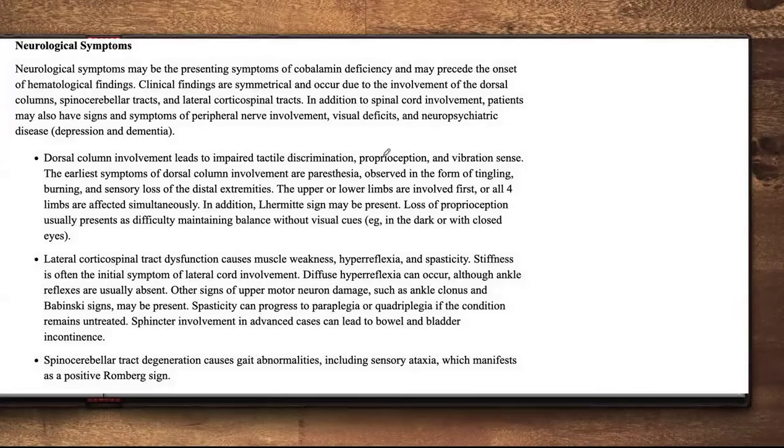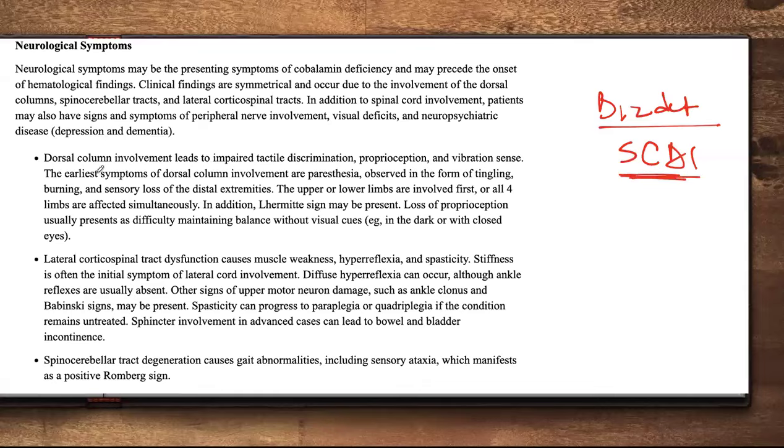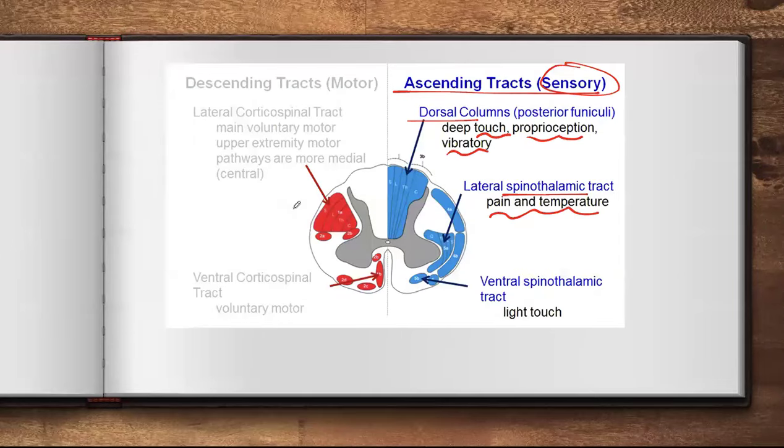What happens in a patient with B12 deficiency? They get a condition called subacute combined degeneration of the spinal cord. Subacute combined degeneration of the spinal cord means they have combined degeneration. It causes degeneration of the dorsal column. It causes degeneration of the corticospinal tract. The corticospinal tract is the descending tract, which is a motor tract.